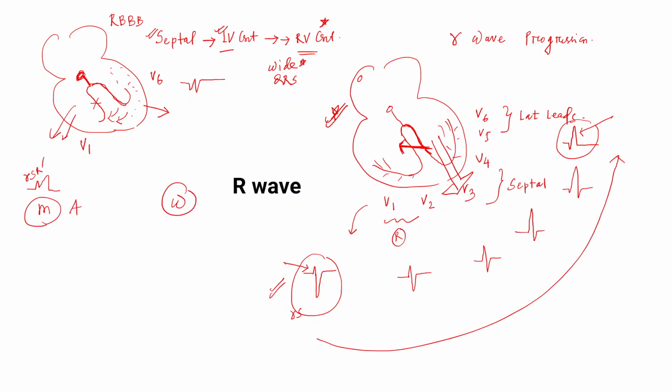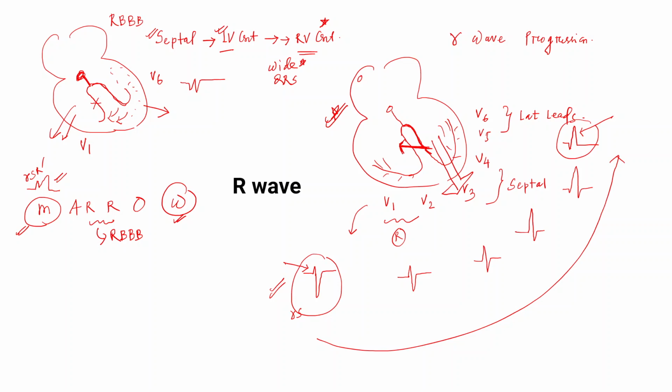The mnemonic you can remember is MaRRoW. What is MaRRoW? It means in right bundle branch block, RBBB, in V1 you will get an M pattern, and in V6 you will get a W pattern. And from this you can understand that it will have a dominant R in V1.